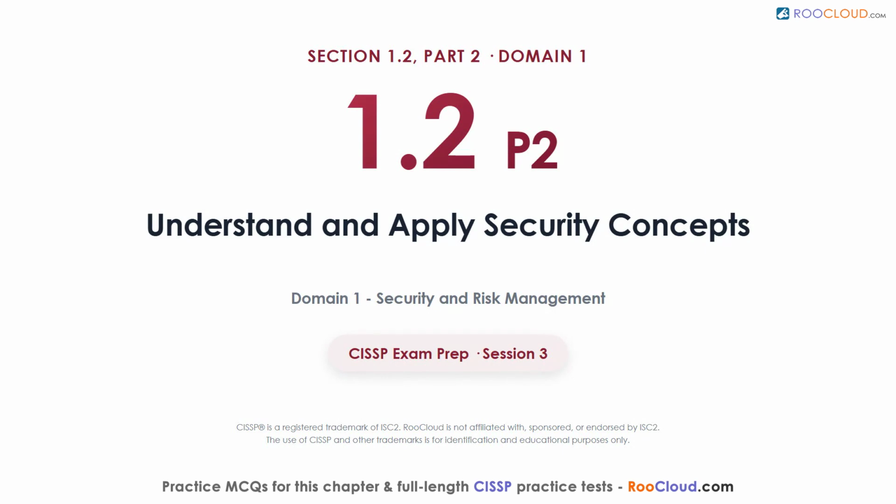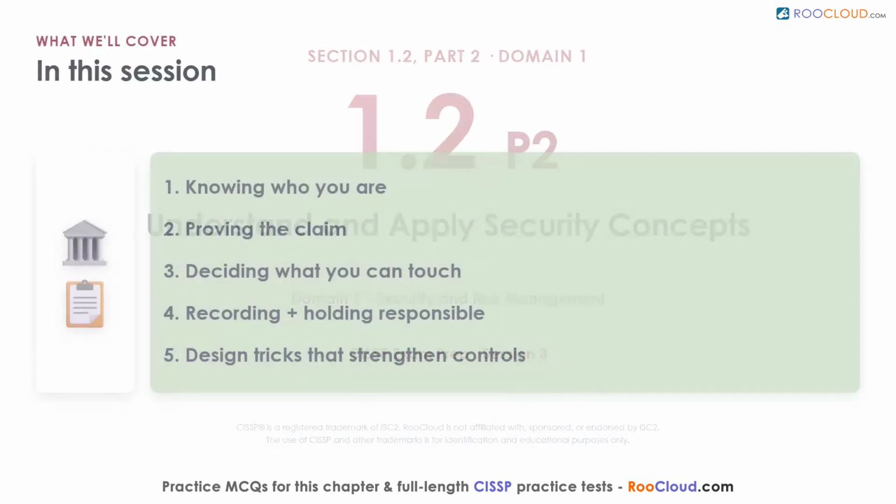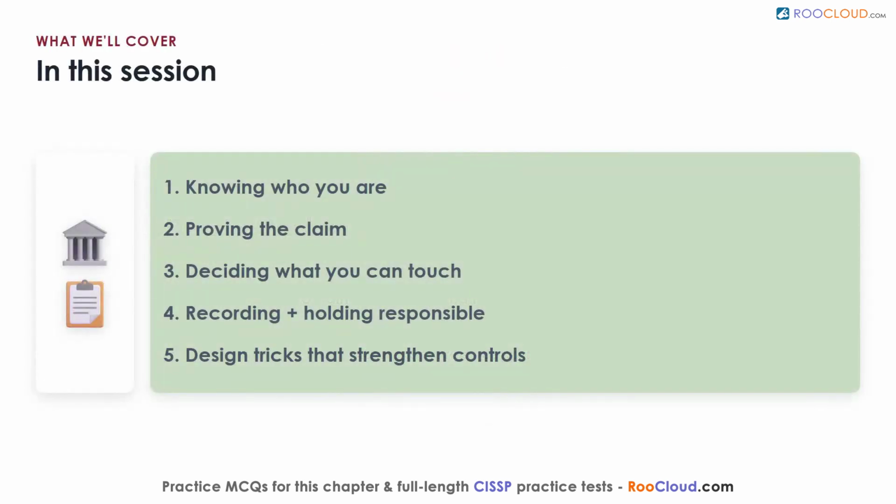This part picks up where the last one left off, moving from the goals of security to the machinery that enforces them. In this session, we'll unpack the mechanics behind access and control. We'll answer several questions. How does the system know who you are? How does it prove that claim? How does it decide what you can touch? How does it record what you did and hold you responsible? And what design tricks make controls stronger and simpler?